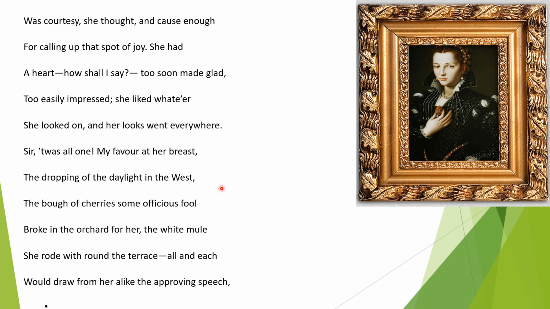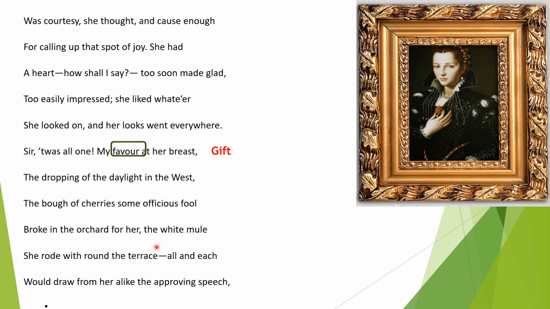My favor at her breast, the dropping of the daylight in the west. So my favor. Favor means here a gift, a very precious gift he has given to her, and she's wearing it. You can see here she's holding that gift with her fingers also. So the very precious, very expensive gift I have given, but it was equal with the dropping of the daylight in the west. She used to enjoy the sunset also in the same manner. So the gift was the same, and the sunset also she used to enjoy.